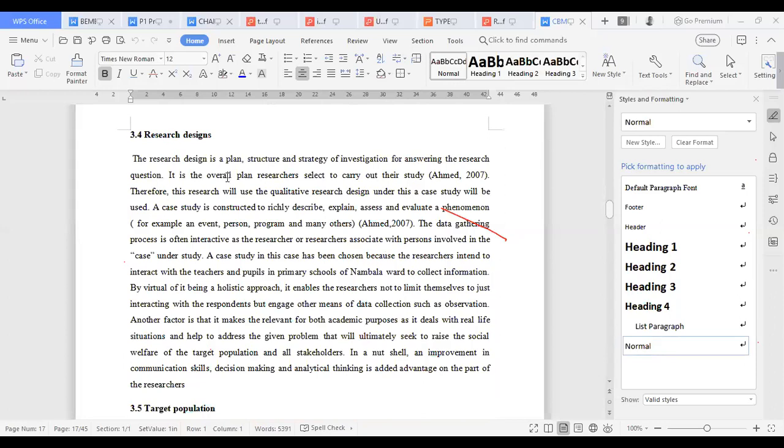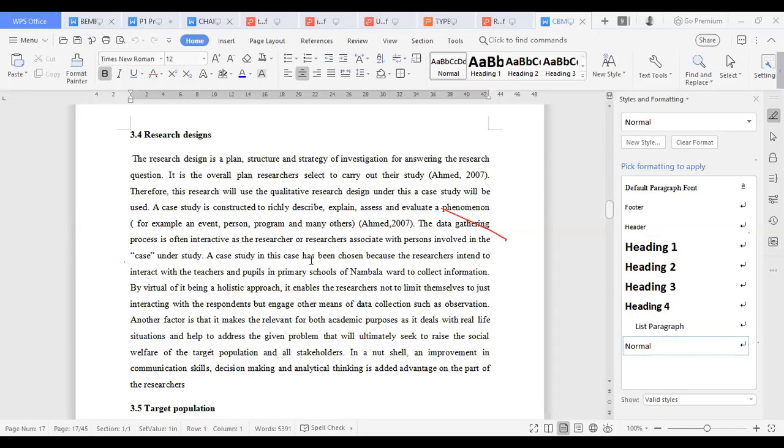So we discover that the research design is actually a plan, structure, and strategy of investigation for answering the research question, okay? Therefore, this research will use qualitative research. We looked at that, if you remember. Under this, a case study will be used, okay? So we're going to do a qualitative research design with a case study as a methodology. So all this is applicable. What you learn, you try to apply it.